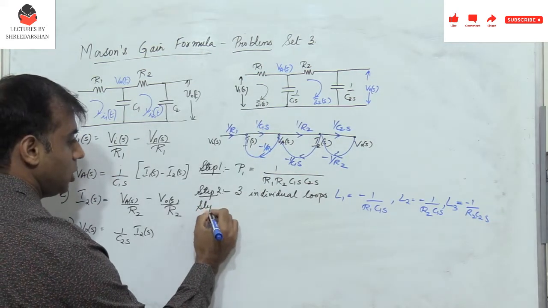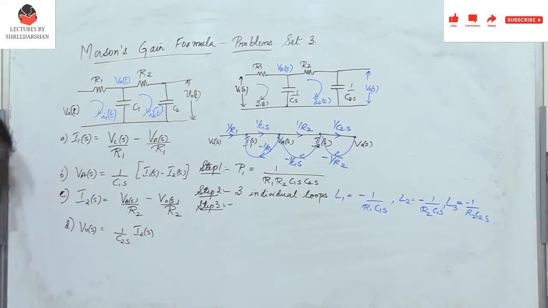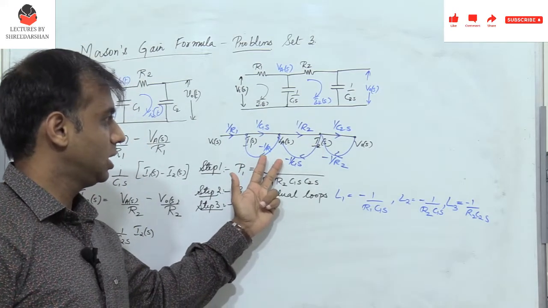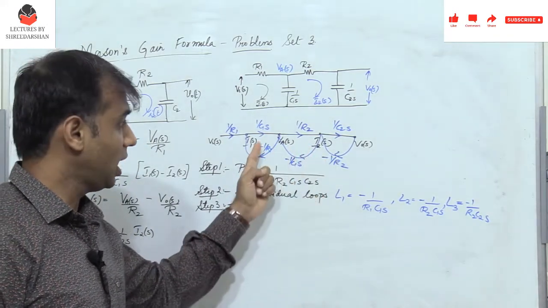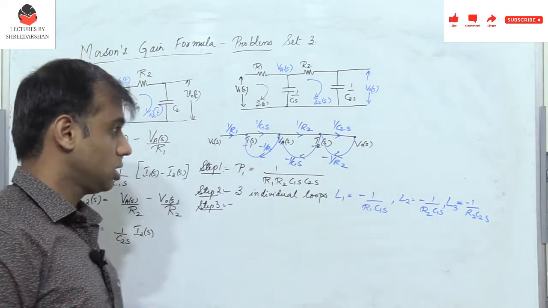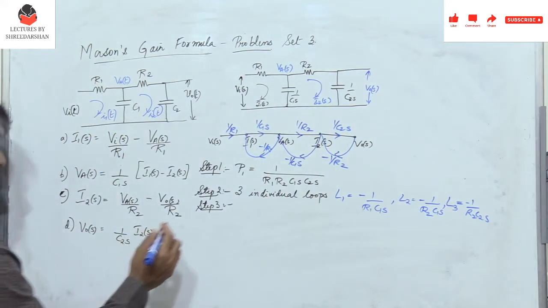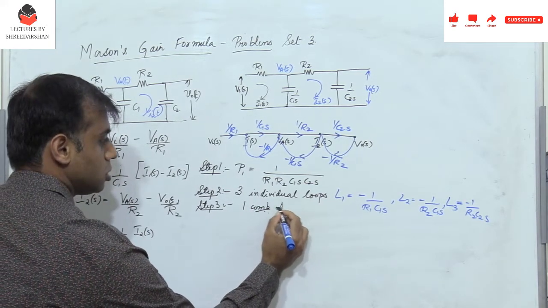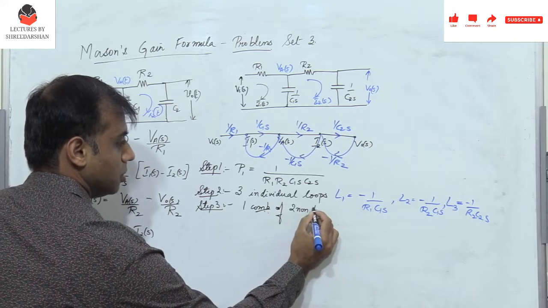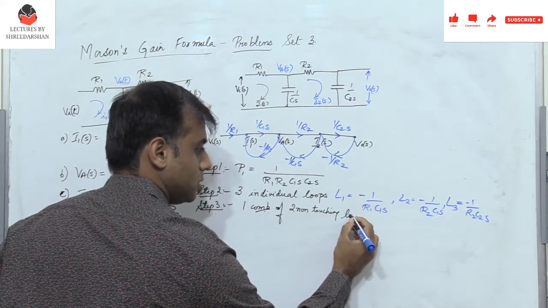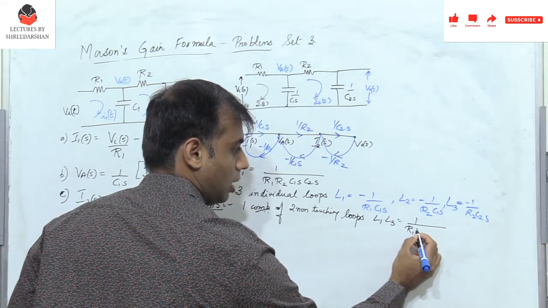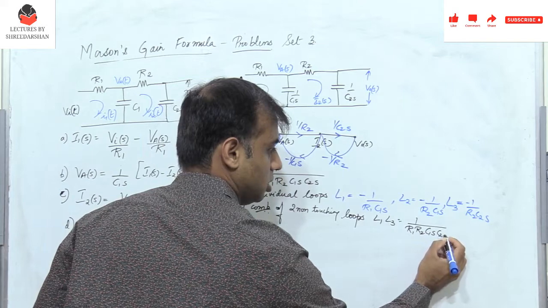Now step 3, you need to find how many combinations of 2 non-touching loops are there. So this is L1 and this is L2 and L3. So L1, L2 will definitely touch here and L2 and L3, but L1 and L3 represent 2 non-touching loops. So there is one combination of 2 non-touching loops, and it is L1, L3, which is nothing but 1 by R1, R2, C1s, C2s.